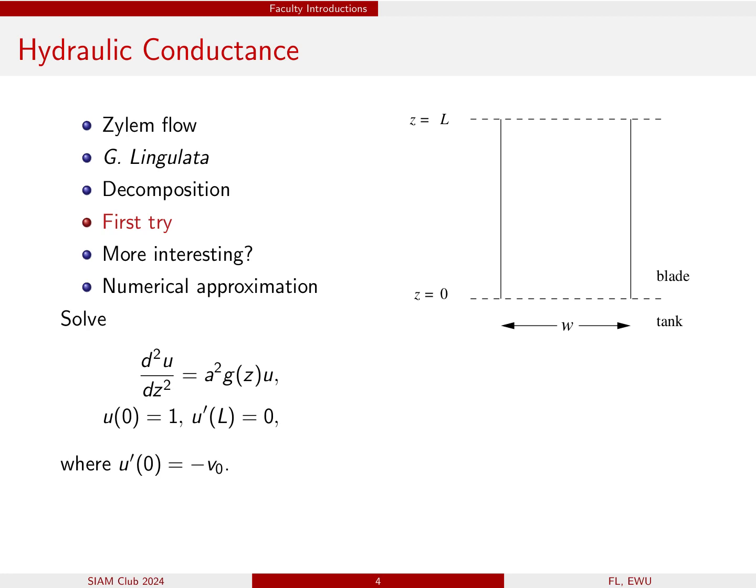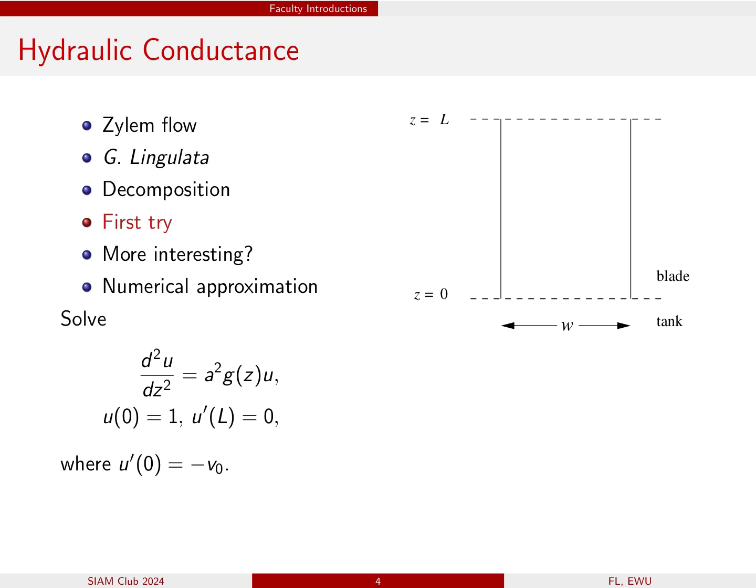So as it turns out, in this first try, the function g that controls the geometry of the blade is pretty simple because we have a rectangular blade, and you can write down an analytical solution that satisfies the boundary conditions. One can then go ahead and use a numerical method in order to determine the A that satisfies this additional boundary condition.